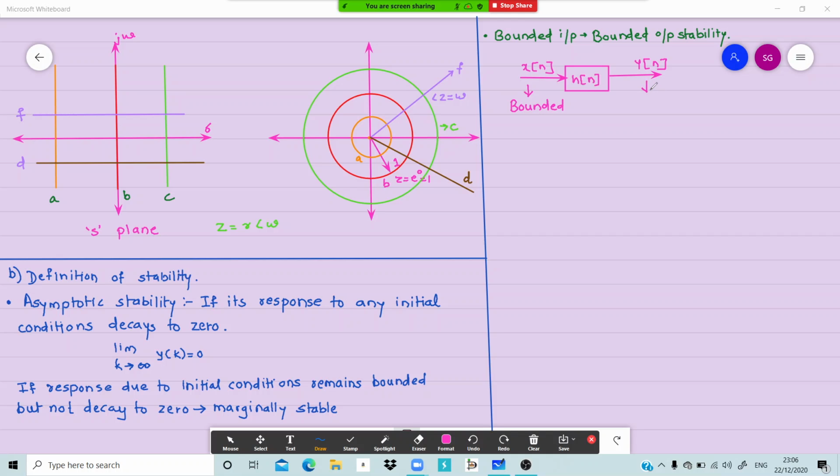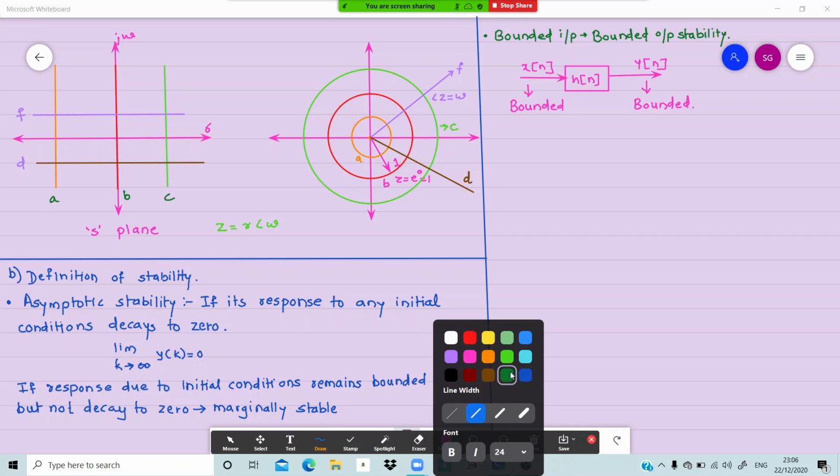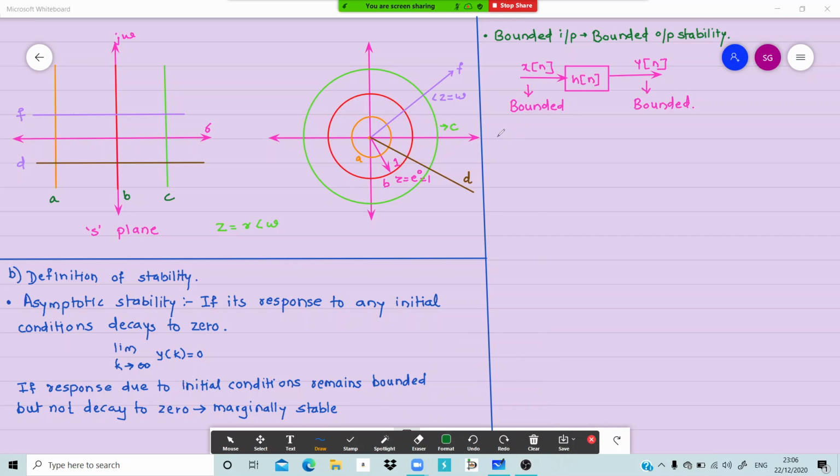I think I have explained this for the S domain also, how to talk about system stability in these terms. So bounded input should give bounded output, that means the system is stable. Now, for a discrete or digital system, what are the stability conditions? So we'll write here: stability conditions.